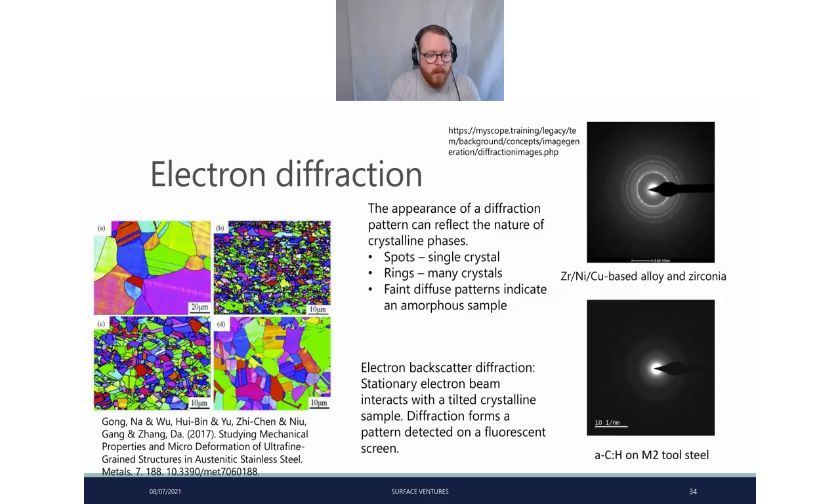Continuing with diffraction, various different types of electron diffraction, such as selected area diffraction in TEM. So you can have either spots or rings with this. So single crystals and many crystals. If you have more diffuse patterns, you have an amorphous sample. And then you can have electron backscatter diffraction, where we keep our electron beam stationary and tilt the sample. So essentially these electrons are then projected onto fluorescent screens, and they can be false colored in order to give you the orientation of the specific grains.